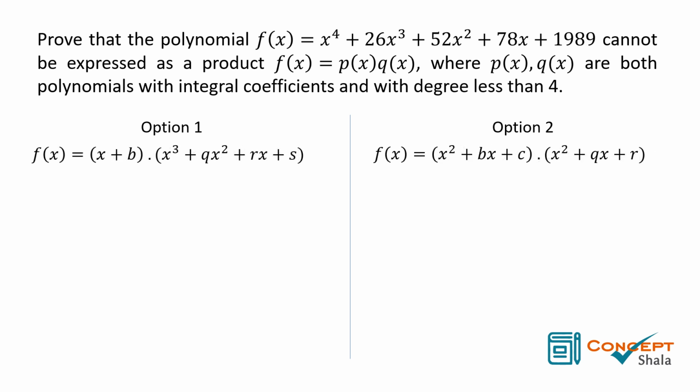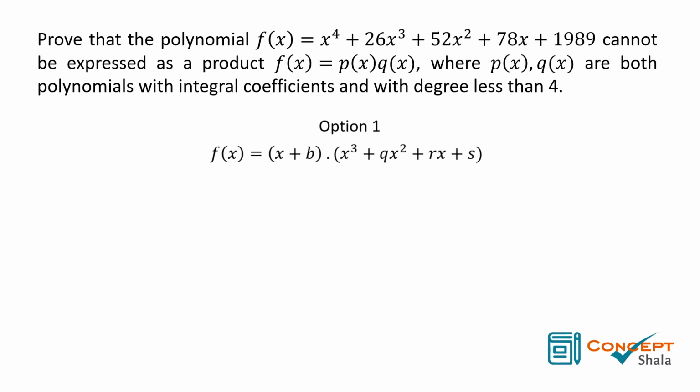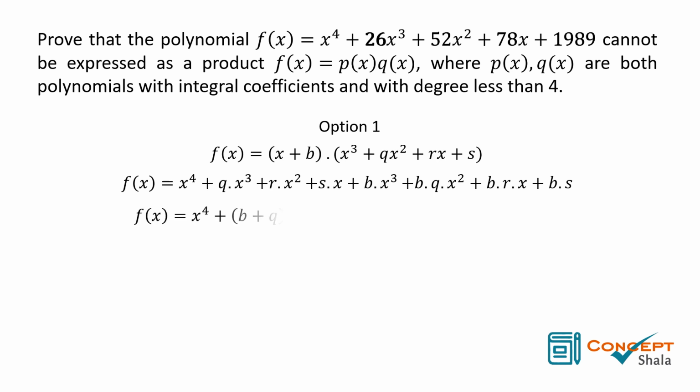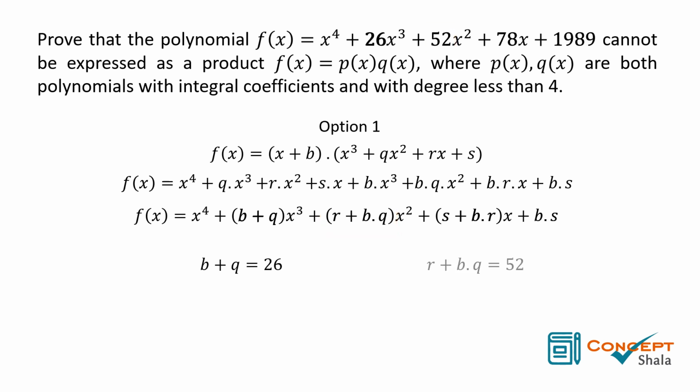Let us first focus on option 1 here. First, we will expand the factors, so the equation becomes f(x) = x^4 + (b + q)x^3 + (r + bq)x^2 + (s + br)x + bs. We can compare the coefficients of each term on both sides and get the following relationships. Comparing coefficients of x^3, we get b + q = 26. Comparing coefficients of x^2, we get r + bq = 52. Comparing coefficients of x, we get s + br = 78, and comparing coefficients of the constant, we get bs = 1989.